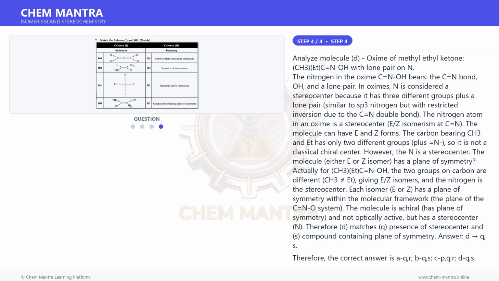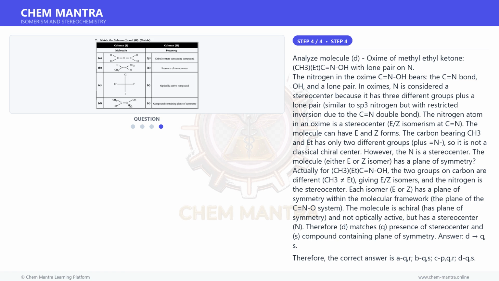The carbon bearing CH3 has only two different groups plus the double bond to N, so it is not a classical chiral center. However, the N is a stereocenter. The molecule, either E or Z isomer, has a plane of symmetry. Actually, for CH3 at C=N-OH, the two groups on carbon are different, giving E-Z isomers, and the nitrogen is the stereocenter.